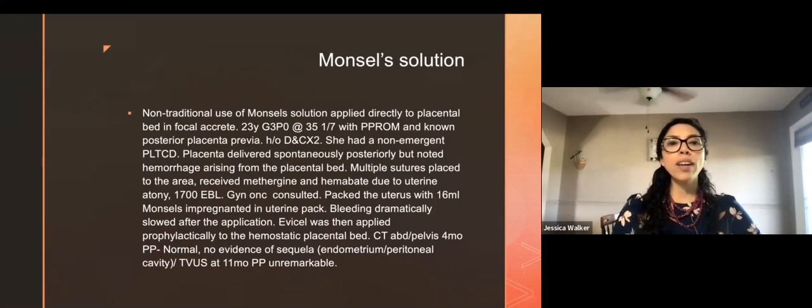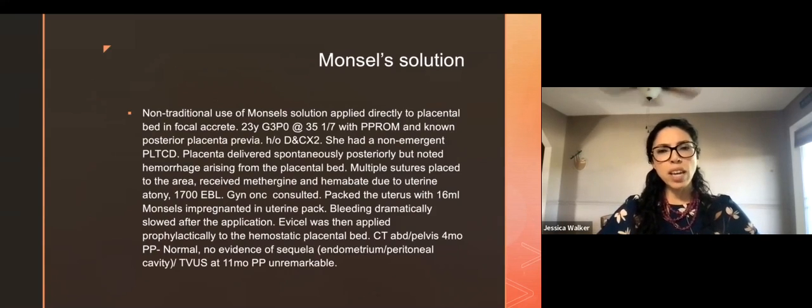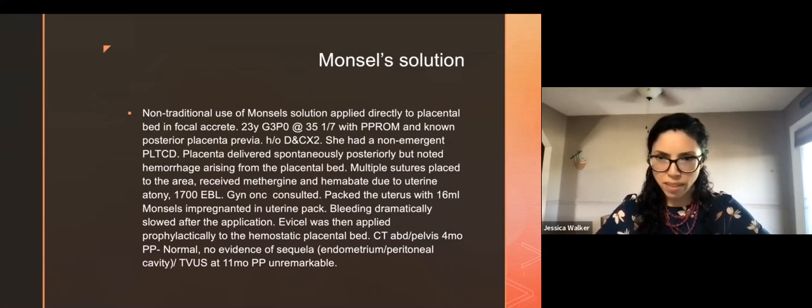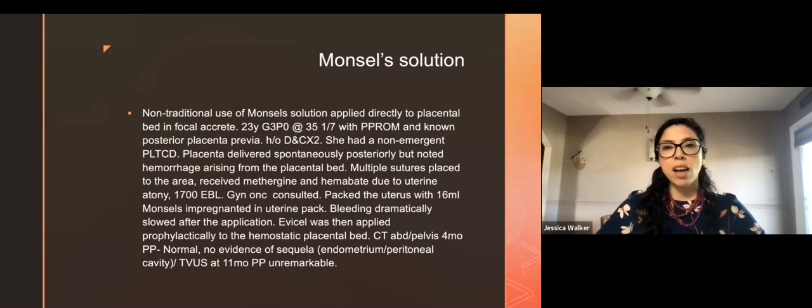Oh, and one non-traditional use of Monsel's that I will mention. There are a couple, two to three case reports I've seen, but this is just one of them. This was a 23-year-old patient, 35 weeks, who presented with PPROM. She had a known posterior placenta previa.